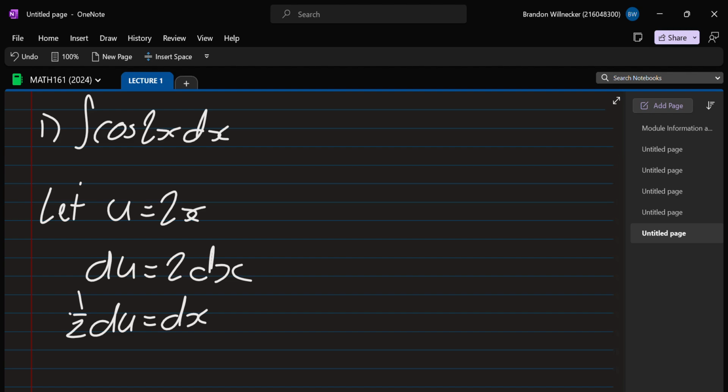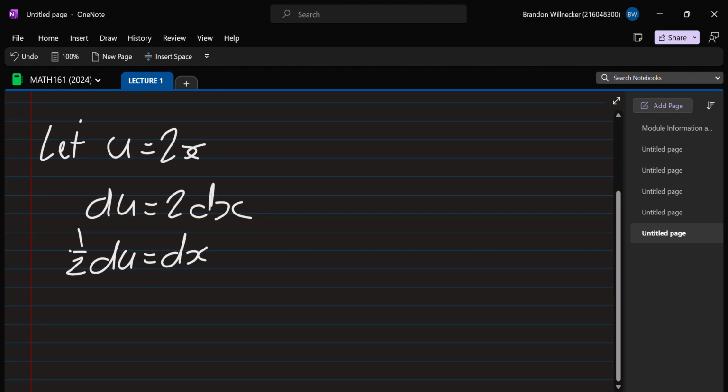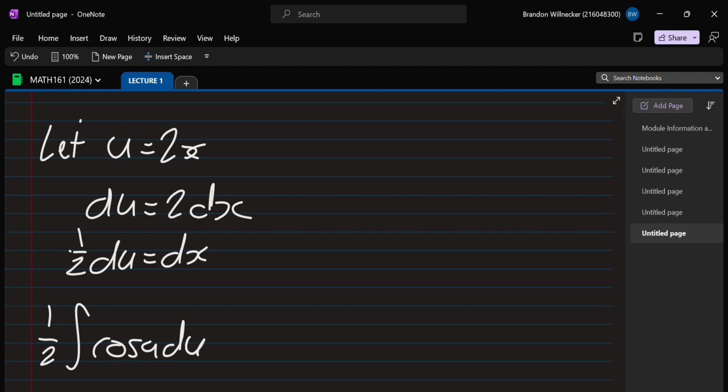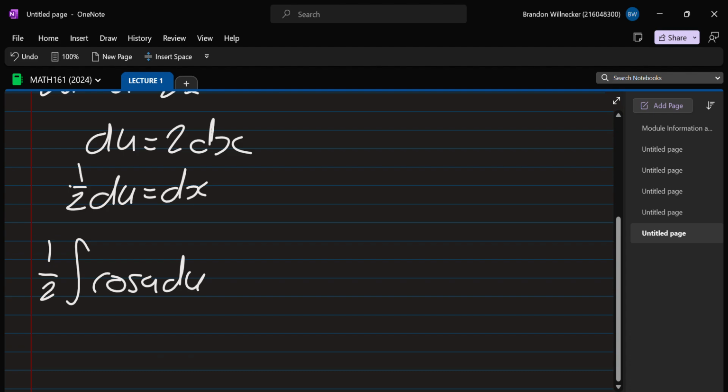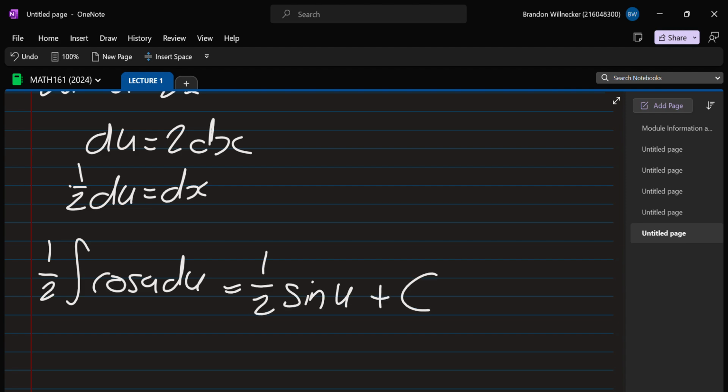Okay, that's as much work as we need. We don't need to do anything more than that. So we can substitute. Cos 2x will now become cos of u. The dx will now become 1/2 du. We can put that all together and write it as 1/2 integral cos u du. The integral of cos will be sine. Why? Because the derivative of sine is cos. You can always go back and forth like that. So this is going to be 1/2 sine of u plus c.